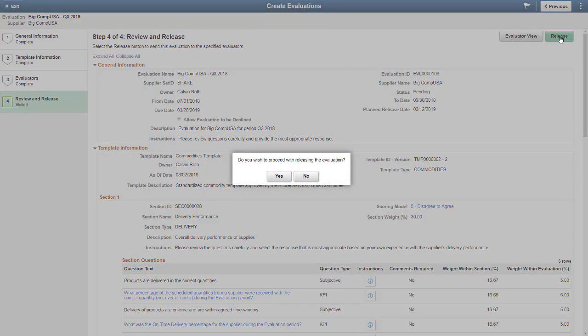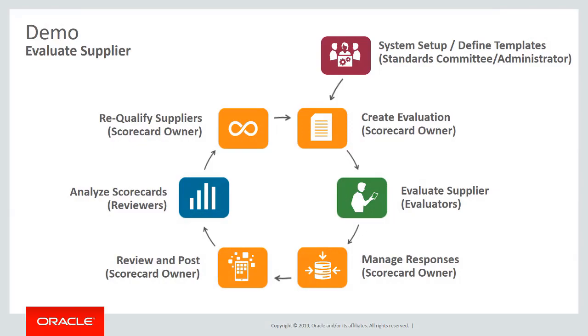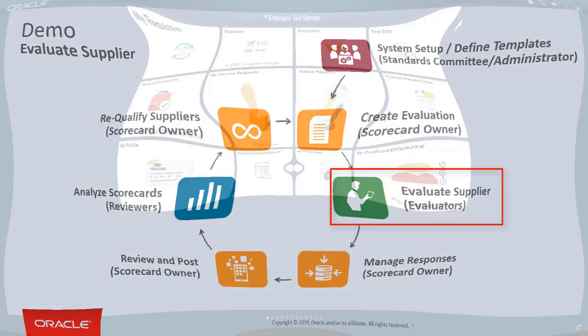When an evaluation is released, the system processes several validation steps. It then sends an email and push notification to evaluators asking them to complete the evaluation. Now that the evaluation has been released, evaluators can respond to it.